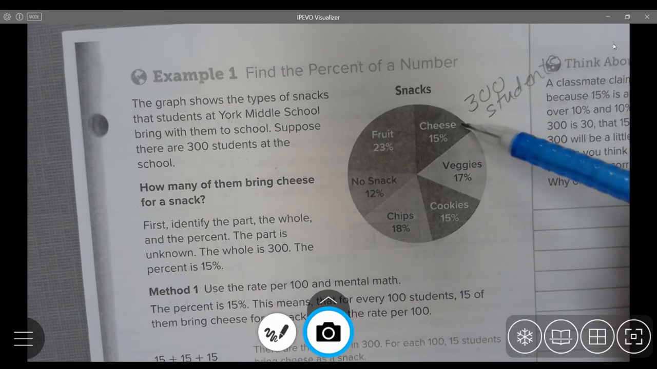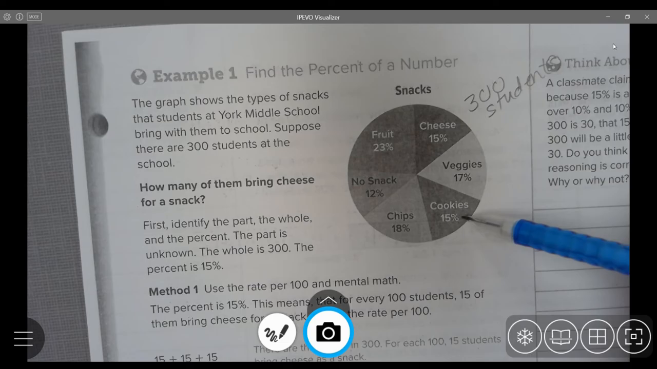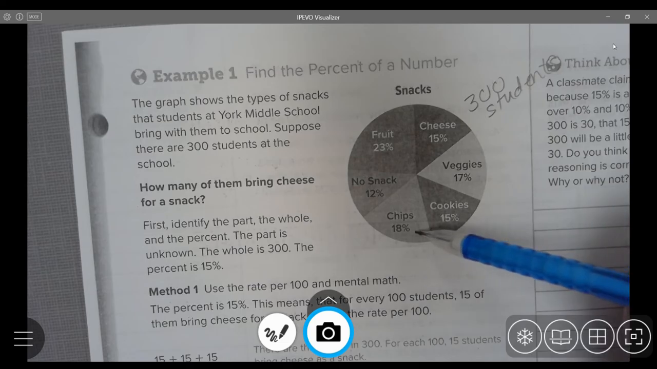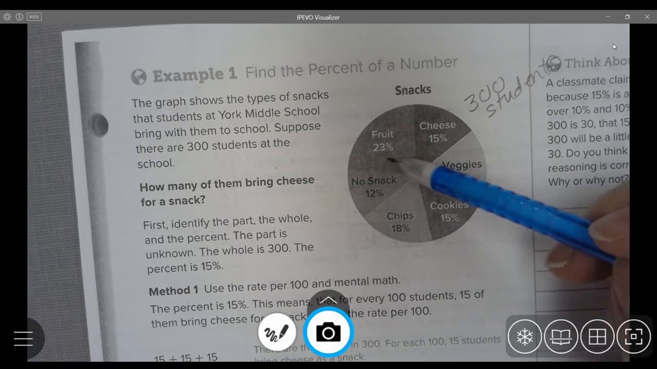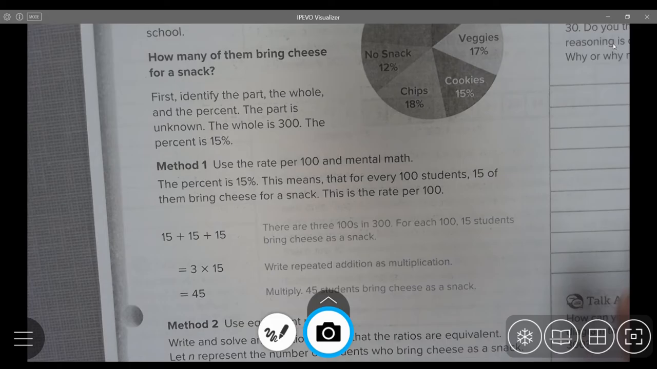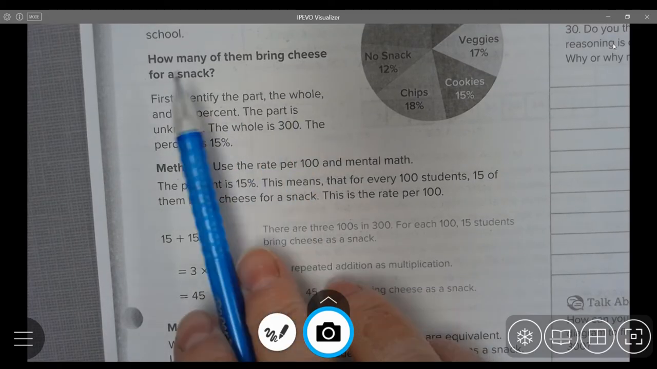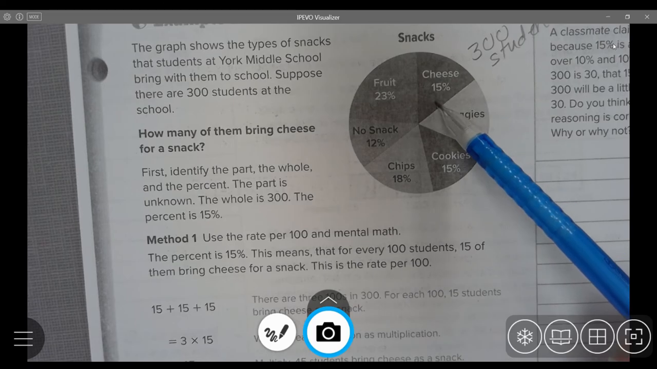And for snacks, we have 15% bring cheese as a snack, 17% bring veggies, 15% bring cookies, 18% bring chips, 12% bring no snacks, and 23% bring fruit as a snack. Continuing on, how many of them bring cheese for a snack? So we would go back to our graph and we would say 15%.